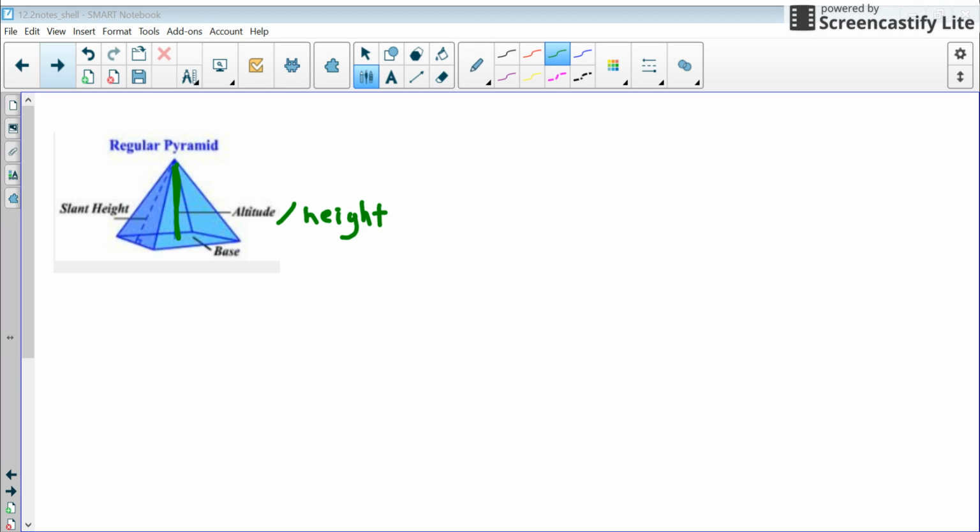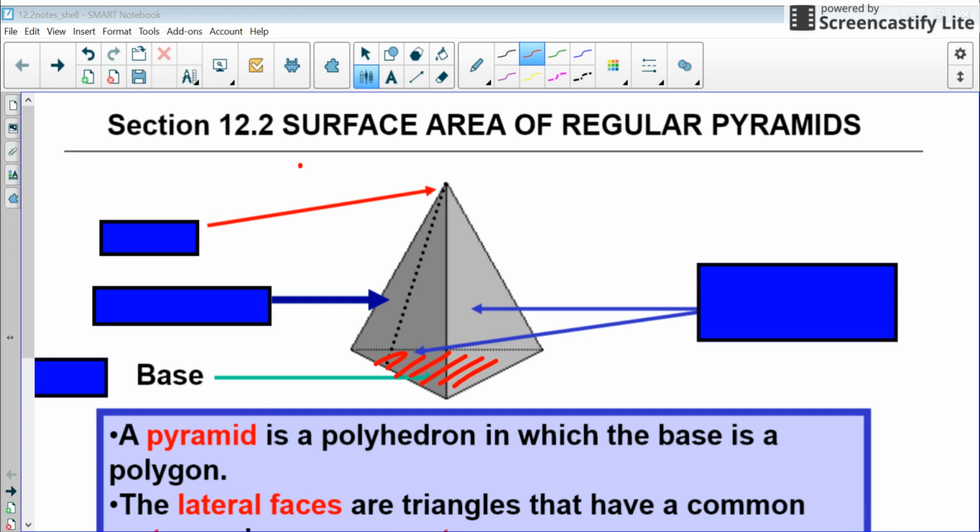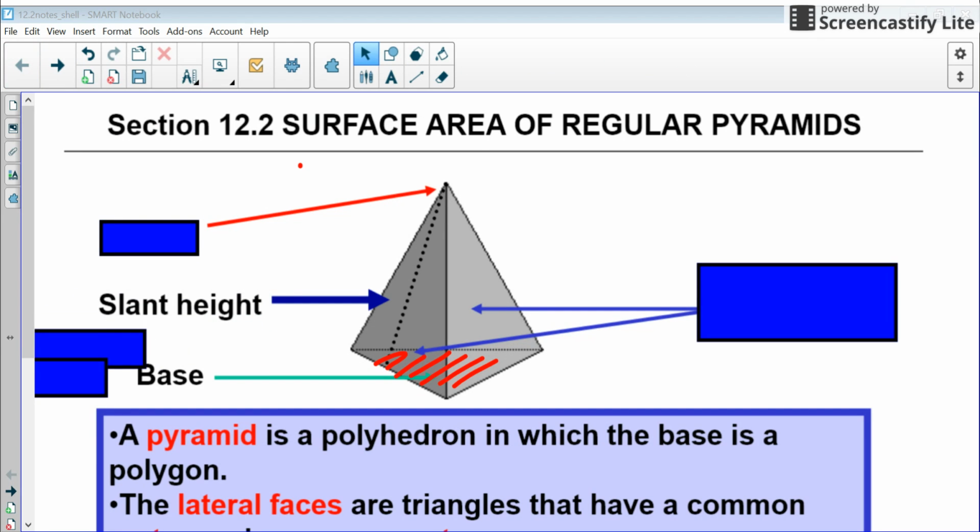Now, you'll notice here we have a different distance that we call the slant height. And that is if you were to climb up the side of the pyramid to the top. So that's kind of how I think about that. That is called slant height. It is different than height or altitude. Okay, so our slant height here is up to the top from there. It is perpendicular to the side of our base there.